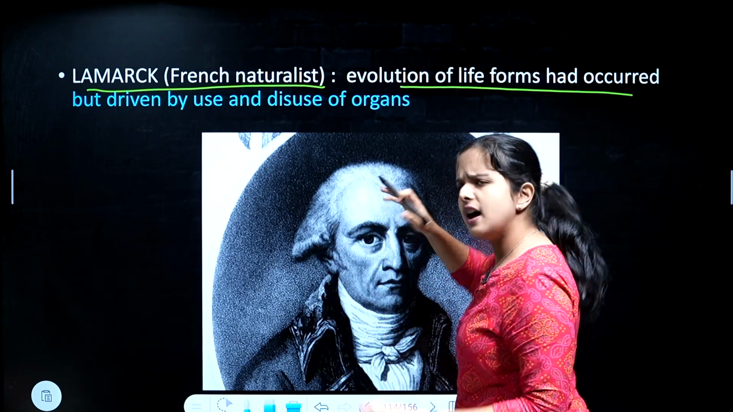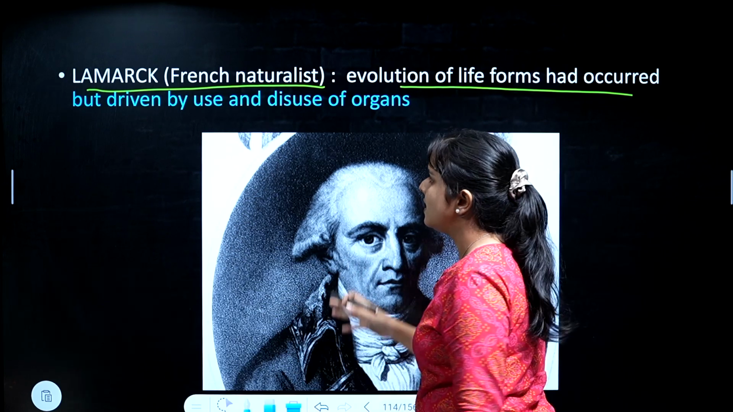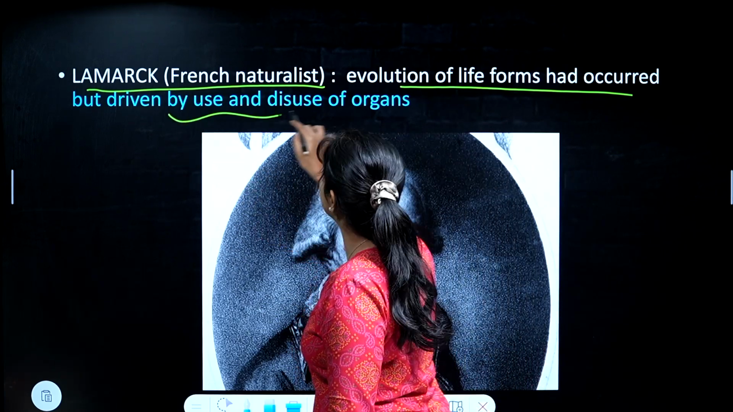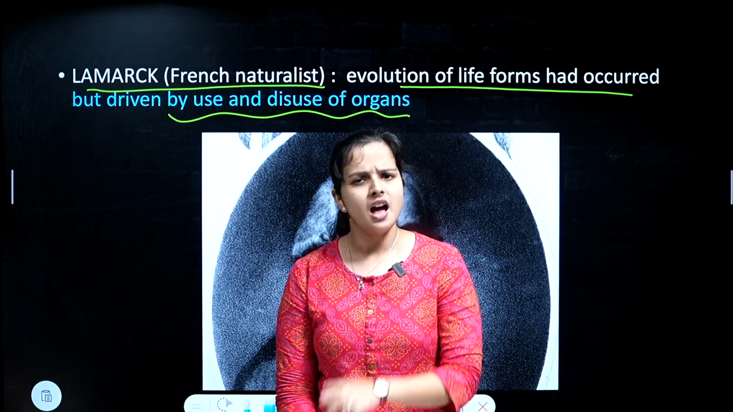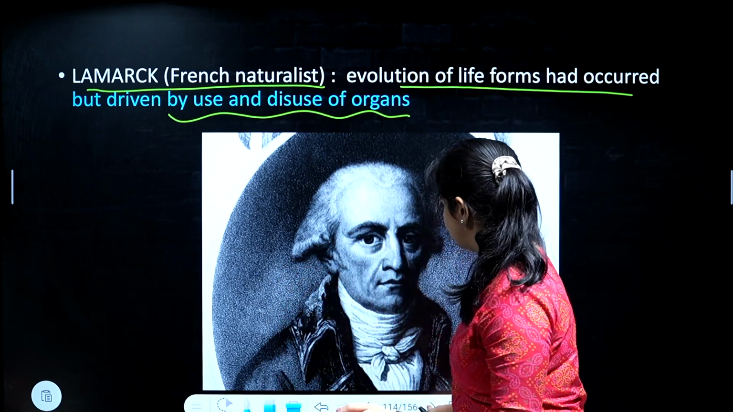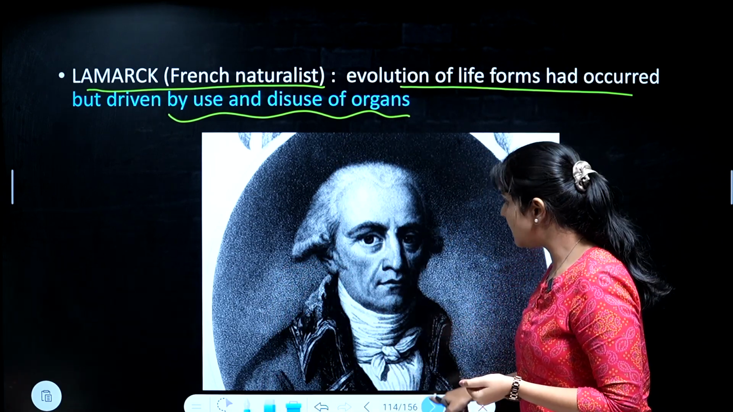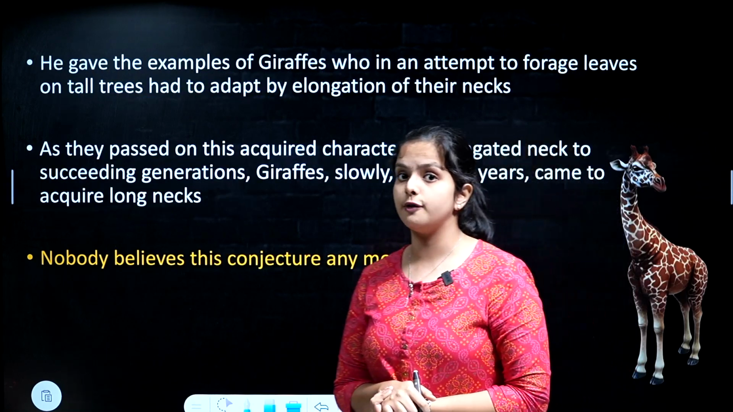Obviously, evolution has occurred. As Darwin said, evolution has taken place, but it was driven by the use and disuse of organs. How did he explain this? He did explain it. This is Lamarck. So how did he explain it? He explained it with the help of the example of a giraffe.